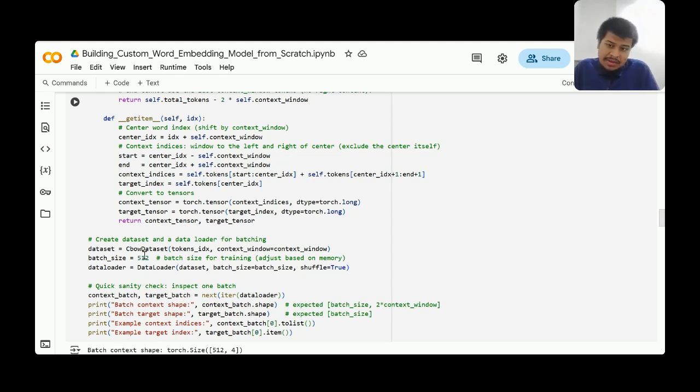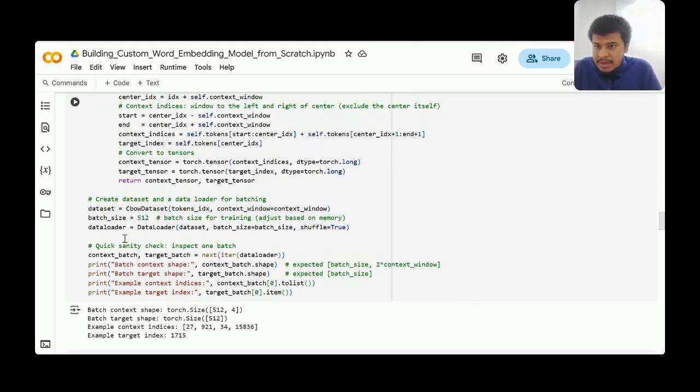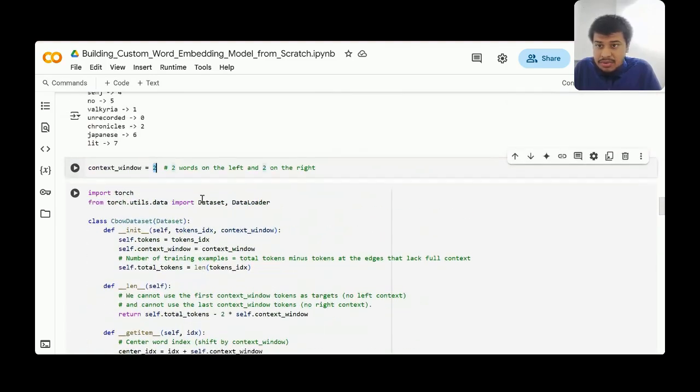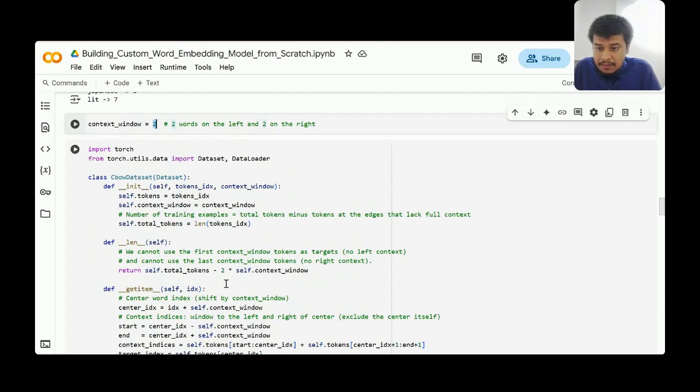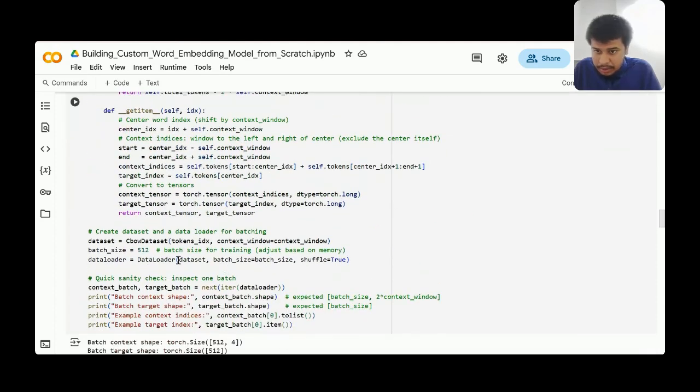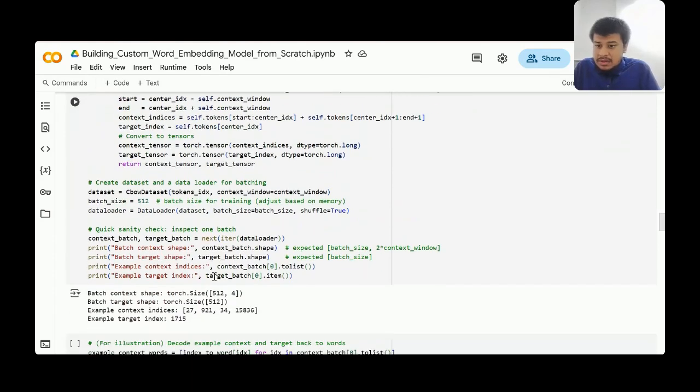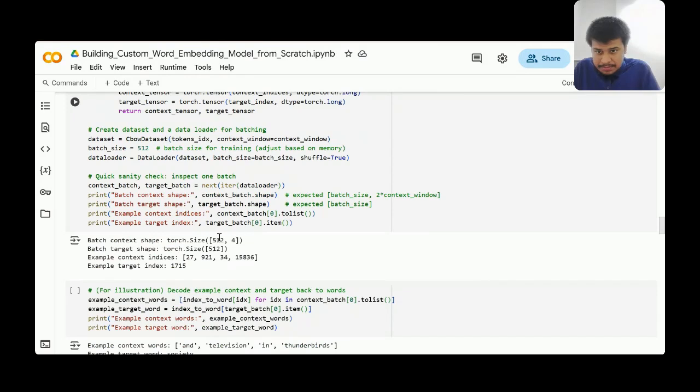And the batch size is 512, so it is adjusted as per our memory capabilities. And then the data loader. Data loader is the function that we had before. So using that, we just create the data loader now with the dataset and the batch size and all of that. Fine. So with this, you will get the whole context shape.